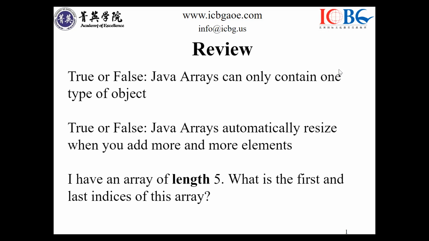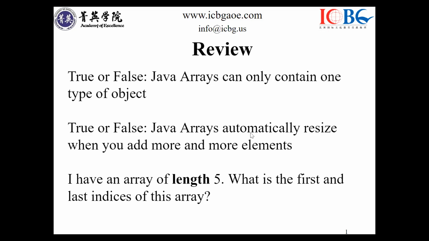And then for the last one, if you have an array of length 5, the first and last indices of the array are going to be 0 and 4. If you remember when we talked about indexes, with both arrays and strings, the first element in the array is going to have index 0. So you start counting from 0 and you go 0, 1, 2, 3, 4. So then the last index is going to be 4. Does that make sense? Any questions on that? Okay, cool. Moving on then.